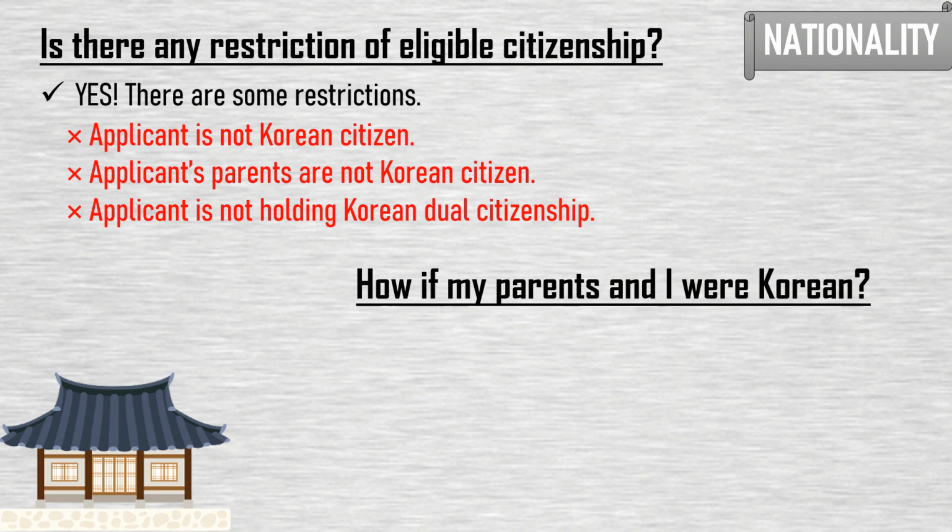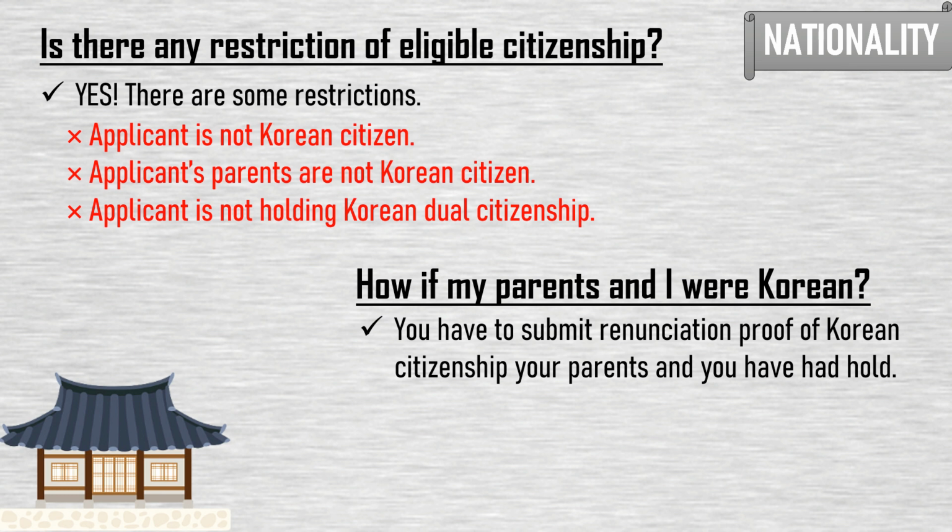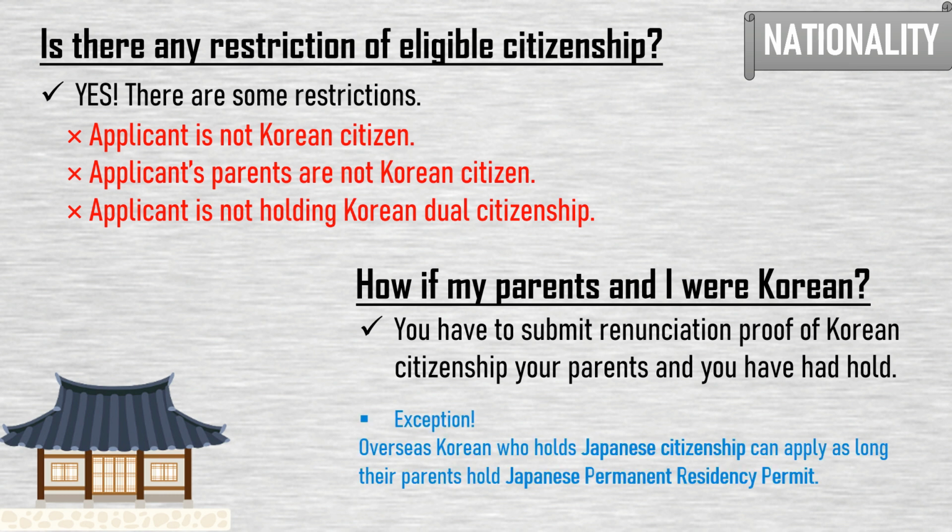Then, how if my parents and I were Korean? In this case, you have to submit renunciation proof of Korean citizenship your parents and you have held. To be honest, I don't know what is renunciation proof of Korean citizenship. You might need to ask directly to your government or the NIIED directly, as I was not Korean anyway, and my parents were not Korean too. So I don't know what is this renunciation proof. There is an exception for this. For overseas Korean who hold Japanese citizenship, you can apply as long as your parents hold Japanese permanent residency permit.